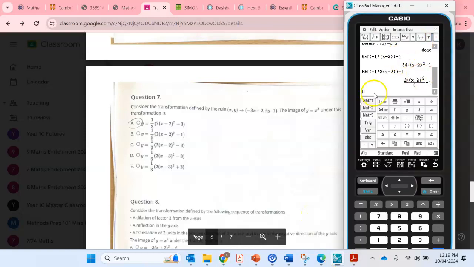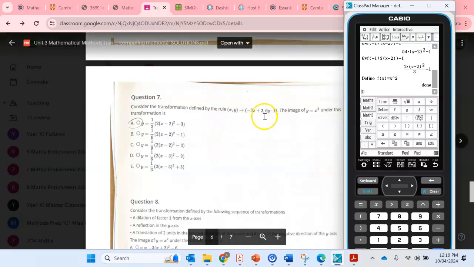So I've already done this question just to test that it works. So we're just going to define it, and it will make more sense when I talk about function notation in a sec. So we're defining the function. It is an x squared function. All right, so the negative 3x plus 2.